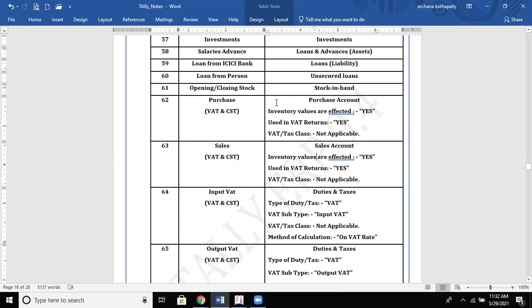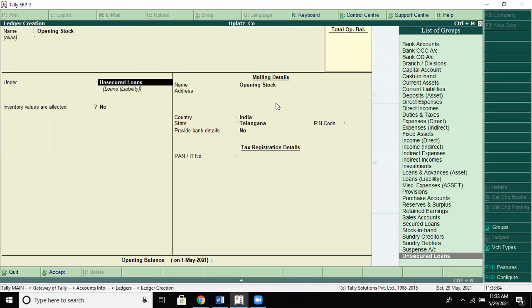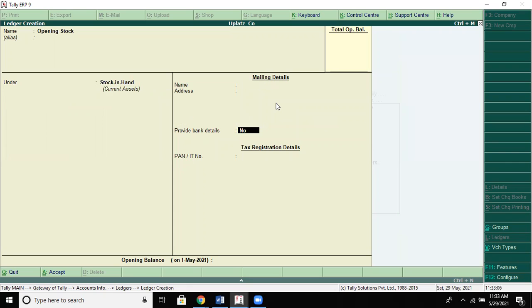Next, opening stock or closing stock. Usually it would be in stock in hand. So opening stock, it would be closing stock.